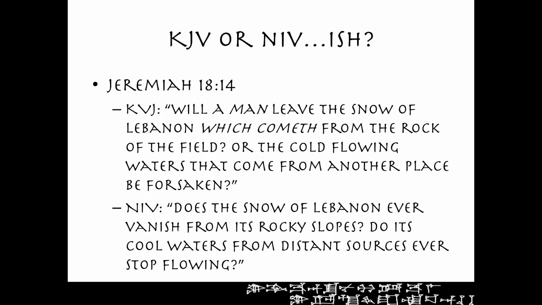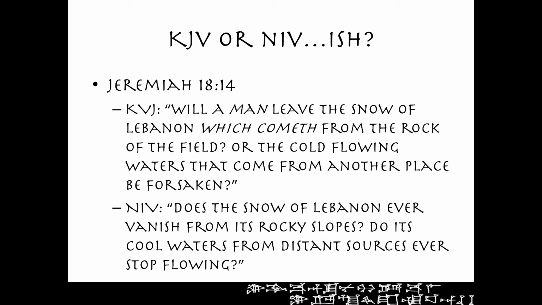Now, if you don't know what that means, I don't know what to do, because that's super clear. The NIV says, does the snow of Lebanon ever vanish from its rocky slopes? Do its cool waters from distant sources ever stop flowing? Now, there's more complexity here than just how you bring this over into the Hebrew. There are some textual issues, but the point is that the KJV is bringing this over in a more wooden, perhaps, way.